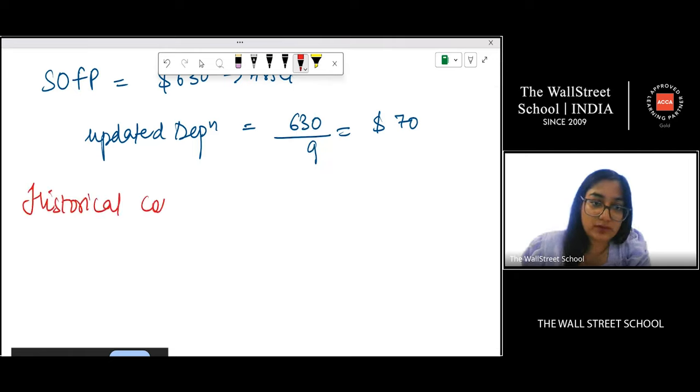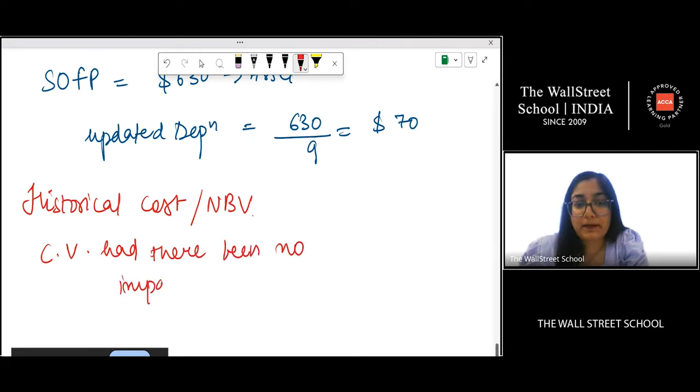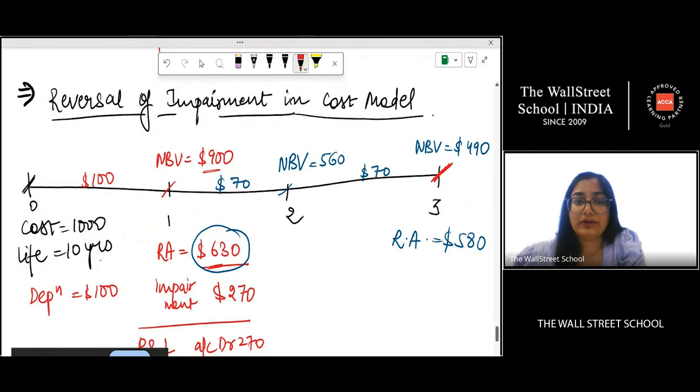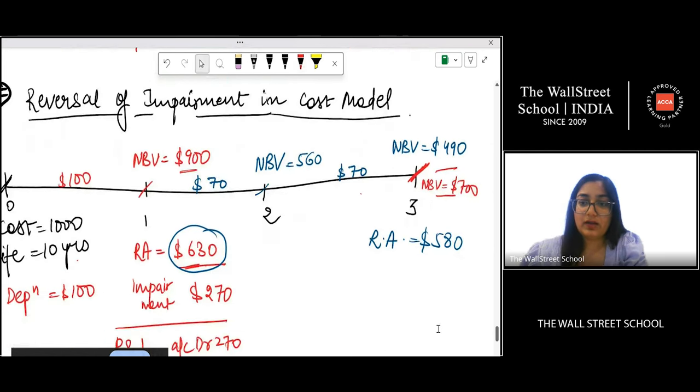To the extent of what you have shown: historical cost or NPV carrying value. Let's say if there was no impairment that has happened, then in that case, what would have been carrying value over here? That means nothing happened in this year, and every year we would have taken 100 as our depreciation. So that means our net book value would have been 700. Up till here only, you can actually take that into consideration. How? I'll just tell you. Okay. So what is the amount of increase that is happening?